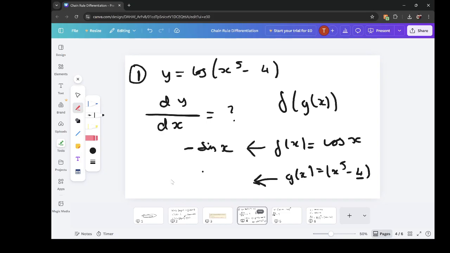So you have x to the power of 5 differentiated. So x to the power of 5, applying our differentiation law, would be 5x to the power of 4, and then the constant differentiated would just be 0. So it's just 5x to the power of 4 minus 0.